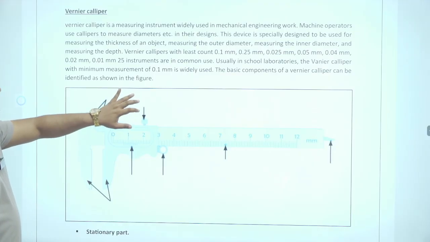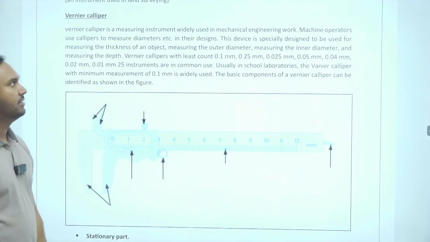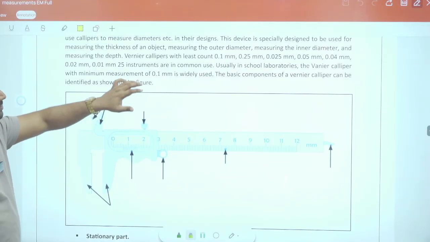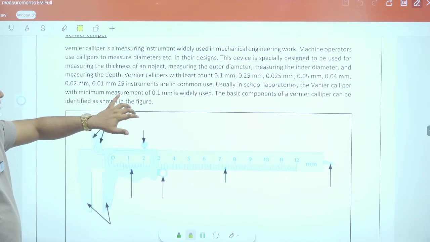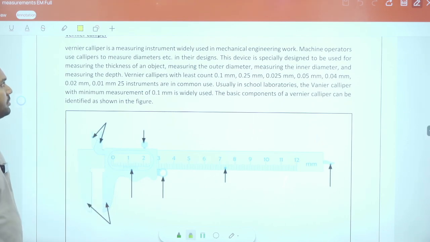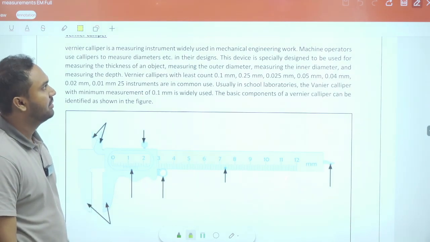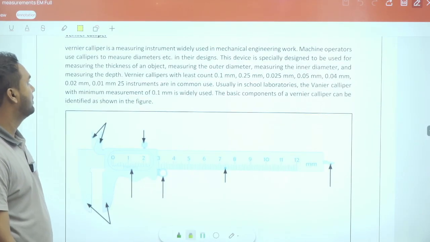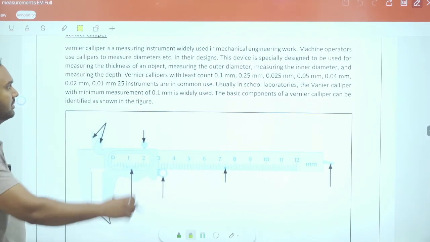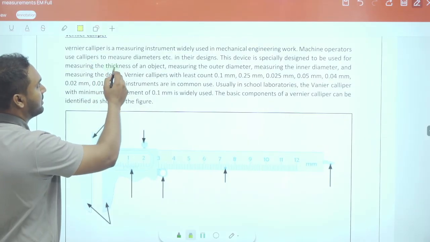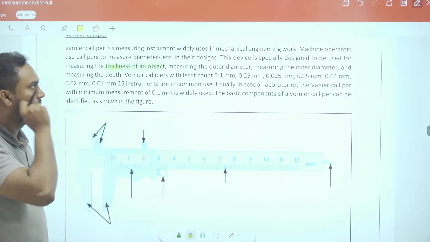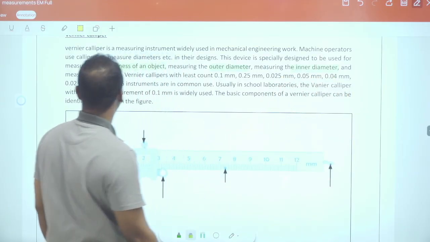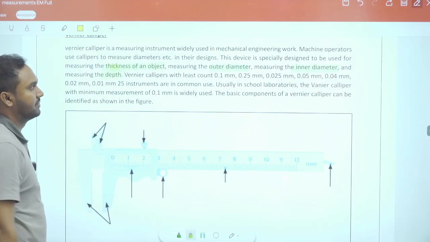A vernier caliper is a measuring instrument widely used in mechanical engineering. Machine operators use calipers to measure diameters and so on in their designs. This device is specially designed for measuring the thickness of an object, the outer diameter, the inner diameter, and the depth.